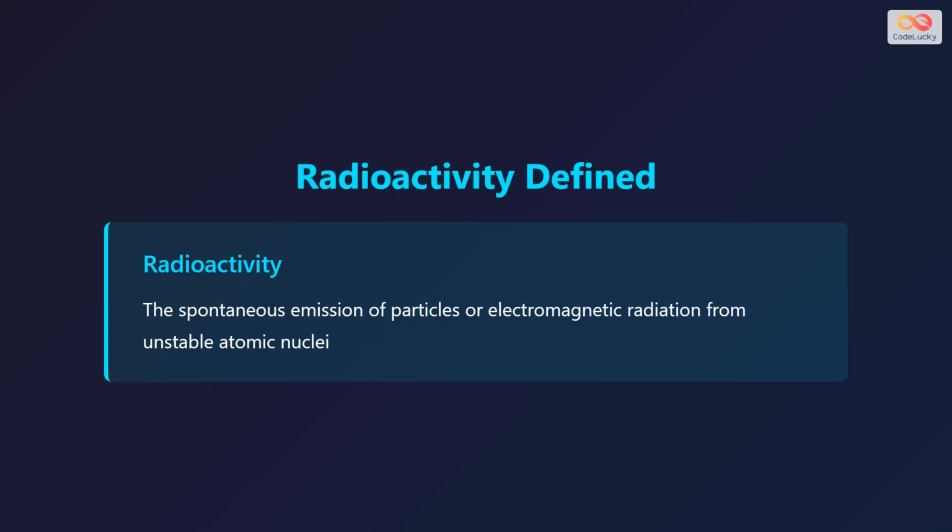Now, what exactly is radioactivity? Radioactivity is defined as the spontaneous emission of particles or electromagnetic radiation from unstable atomic nuclei. The key word here is spontaneous, meaning this process occurs naturally without any external trigger. The nucleus simply releases energy and particles on its own in an attempt to reach a more stable state.